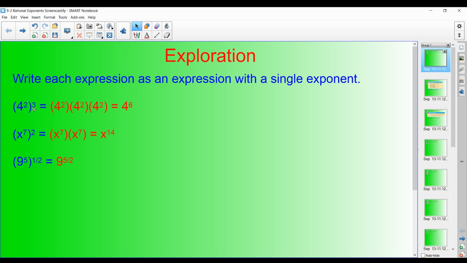So if I see a power raised to a power, I can just do 2 times 3 and get 4 to the 6th. I can take that shortcut. That's one of the properties of exponents. Same thing with x to the 7th squared and 9 to the 5th to the 1/2. Now we're going to see today what happens when we get a fraction in an exponent. What can we do from there? But if I see a power to a power, I multiply.